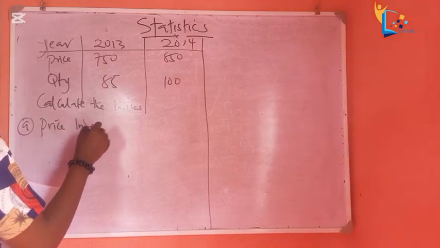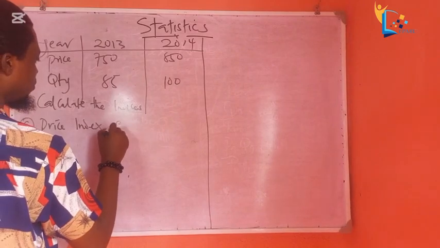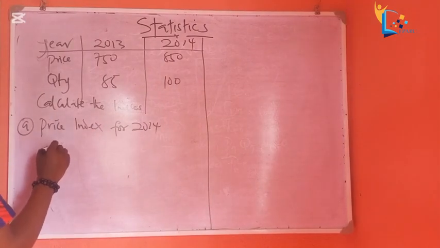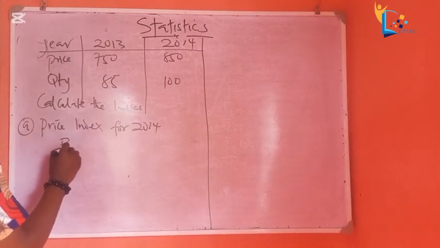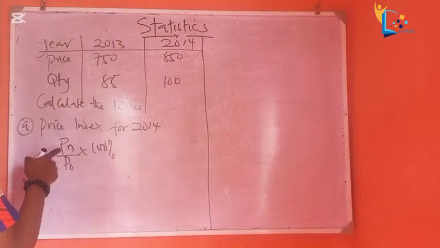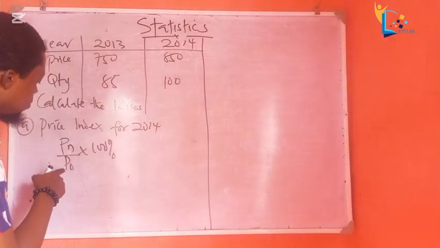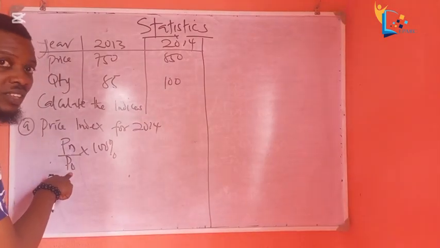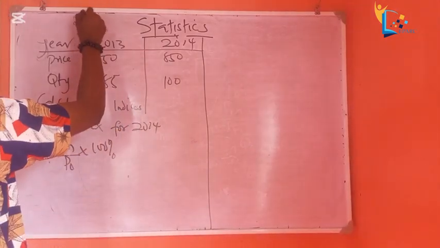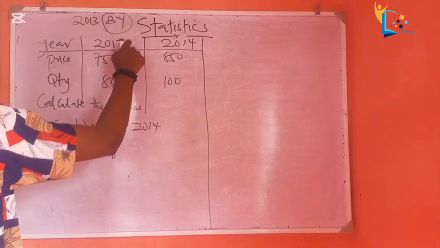Now for the price index for 2014, so we're going to have, what's our formula again? We have PN all over PO times 100%, okay? So PN here is the current price, while PO here is the base price, okay? So we are told that 2013 is our base year.